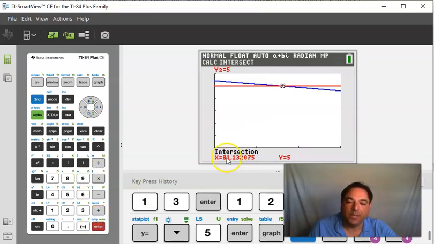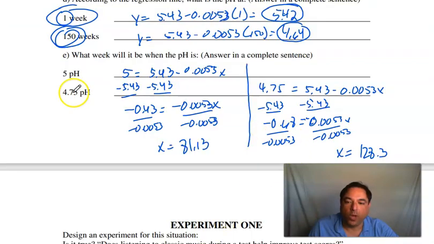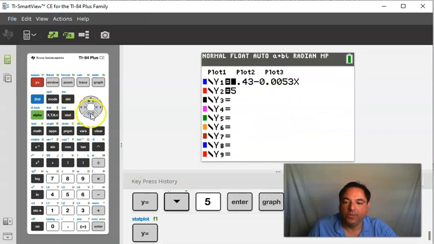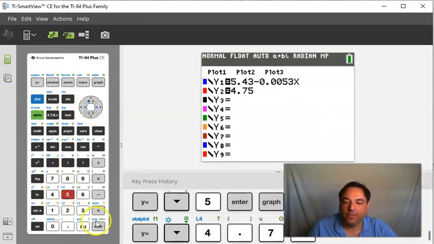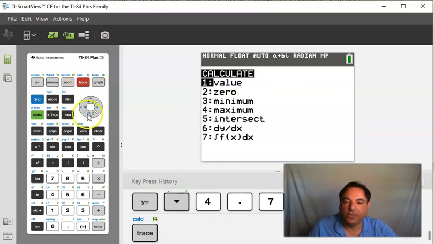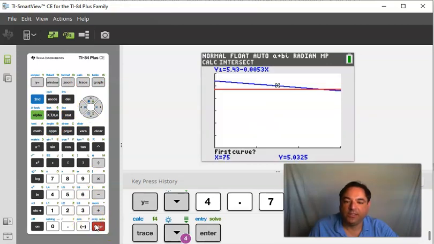You get 81.13. The second one was when y is 4.75. So we go to y equals, change y2 to 4.75, hit enter, hit graph, same steps, second trace, number 5 for intersect, hit enter 3 times, and you get 128.3.